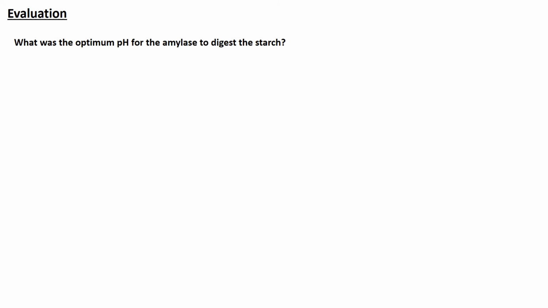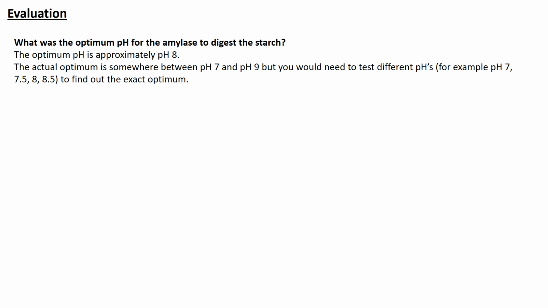In terms of evaluation, what did we find out? Well, the first thing is that you need to look at what was the optimum temperature and optimum pH to digest starch. And the actual optimum pH is around pH 8. However, what you might find when you're doing a practical is that the pH sometimes falls between 7 and 9. And it might be that you need to do more pHs, use more pH buffers to get a more accurate value for the optimum.